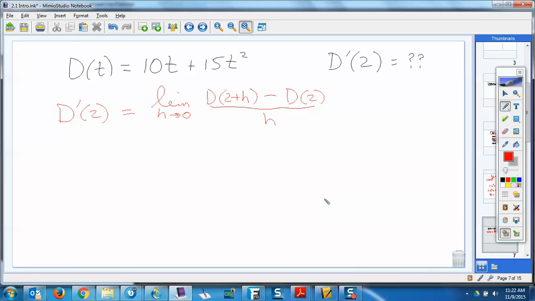Now, we're going to do this without our calculator, because calculators are wonderful things. We could define our D function as this. We could actually type this in just like this. There's actually a limit command. We could type this in and it would just tell us the answer.